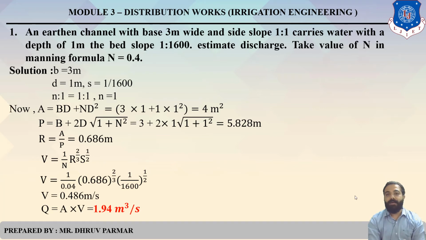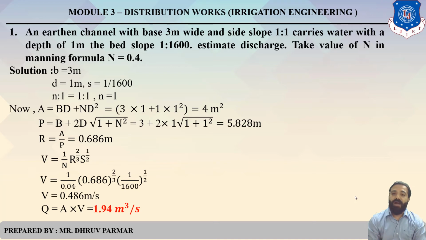The same goes for perimeter. Please remember these formulas: area, perimeter, Chezy's formula, Manning's formula, and R. P equals B plus 2D under root n² plus 1. So we have the values of all of these, put them in this equation, and we get 5.828 m.